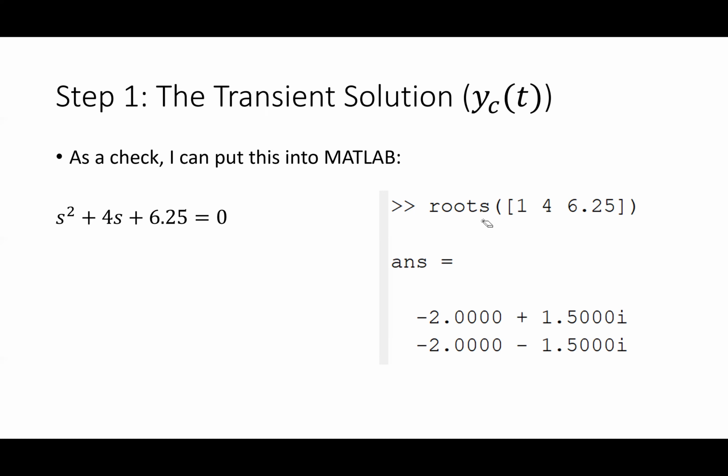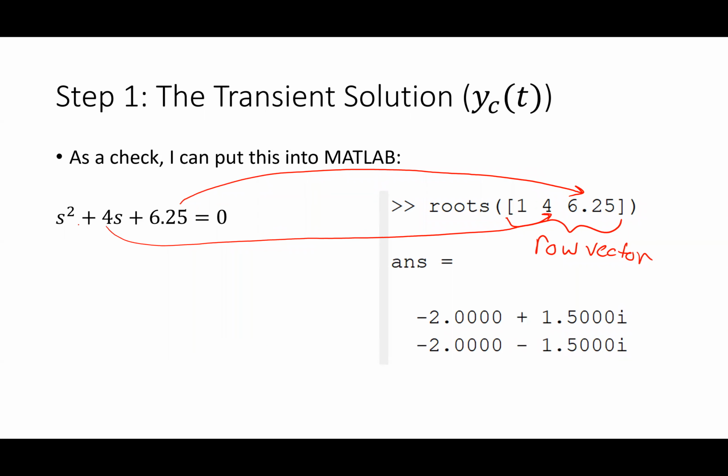So notice what I do. I'm giving it a row vector here. And notice that the last entry is always the constant term, and then I just build from there. Then the s term is here and the s squared term is here, right? And it gives me the two roots. Those two roots are complex conjugates of each other. So if I get roots that are complex conjugates like this, I'm going to call this guy S1 and this guy S2.